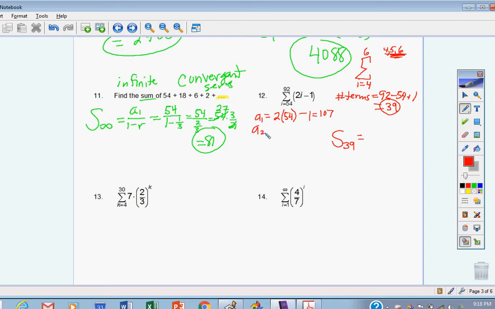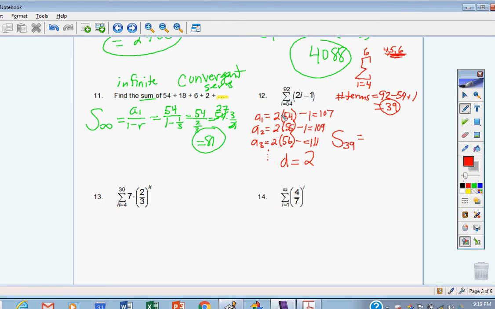When I find the second term, I'm putting in the next integer, which would be 55, and then I take away 1. So that's 110 minus 1, 109. If I did this for the third term, which is 2 times 56, 112 minus 1 is 111. I'm hoping at this point you're able to tell me that this is an arithmetic sequence and the d value is 2.